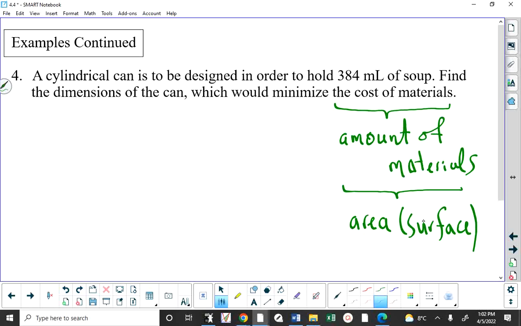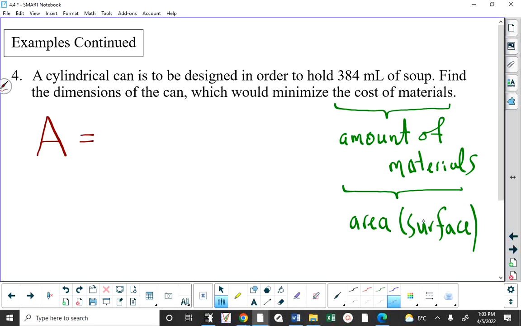We run into a problem, and we're going to have this problem in the next example as well, where it's not really the area you're paying for, it's the amount of metal. There's a thickness to the metal. But if we make the assumption that the thickness of the lid and the thickness of the bottom and the thickness of the sides are all the same, then the area is representative of the cost. So let's come up with a formula for the surface area of a can.